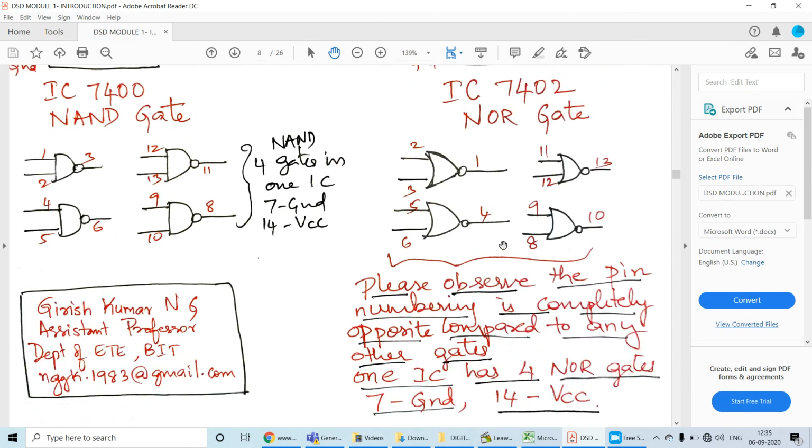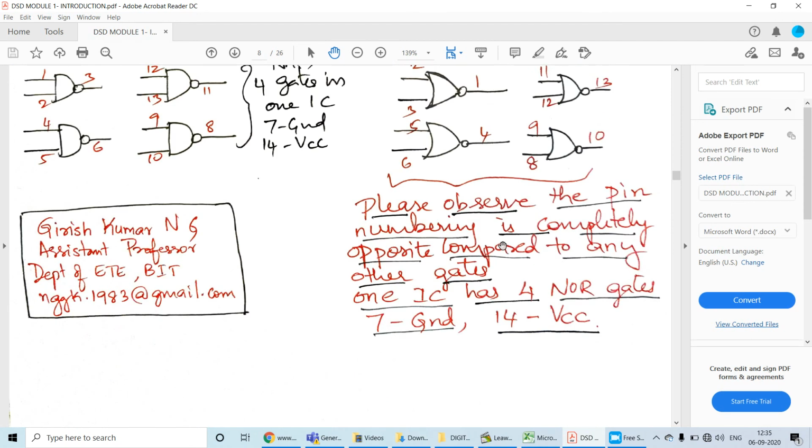I hope, students, you are much clearer about the principles of logic and combinational logic circuits. I hope you are clear with the Boolean laws that we use in digital system design. You are clear now with the basic gates that are used in digital design. Now you are also clear with the universal gates that are used in digital system design. And I also showed you the pin details of all the gates that we normally use in the lab.